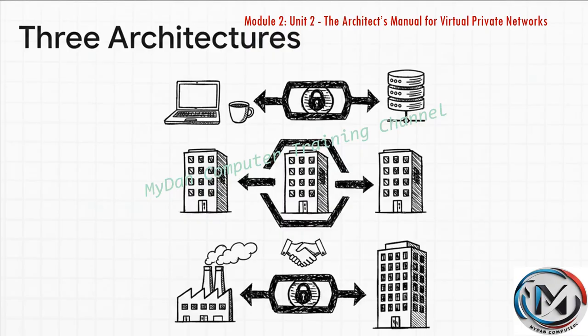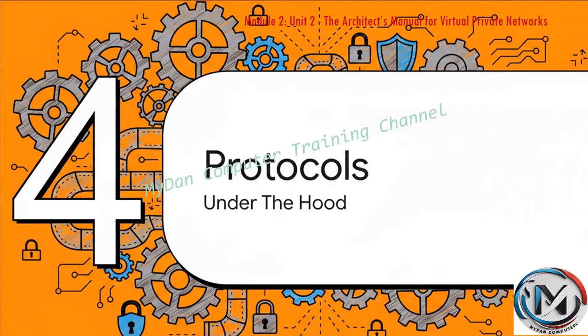Scale it up even further, and you hit the Extranet VPN. This one securely connects the local networks of entirely different partner companies, suppliers, or customers, so they can actually collaborate in a shared environment. All right, let's get a little technical. Section 4. Protocols. Under the hood. The gears of the machine.